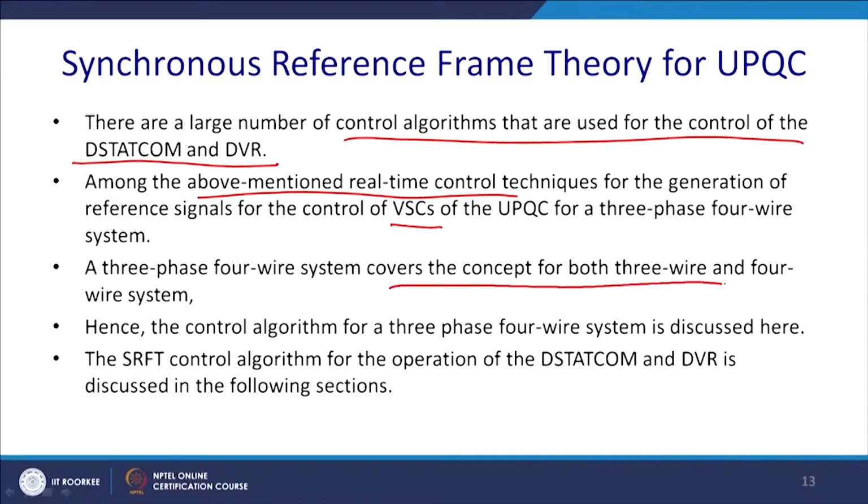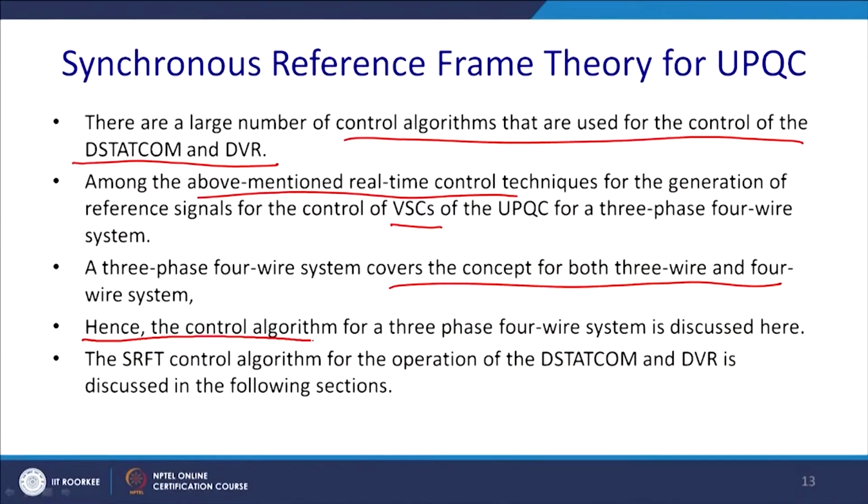The 3-phase 4-wire system covers the concept of both the 3-phase 3-wire as well as the 4-wire system. So, if you do not consider the zero current, then essentially it leads to the 3-wire system, and if you consider the zero current to be available here, then we can treat it as a 3-phase 4-wire system.